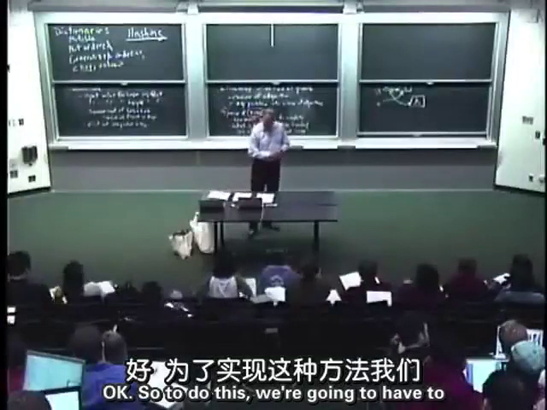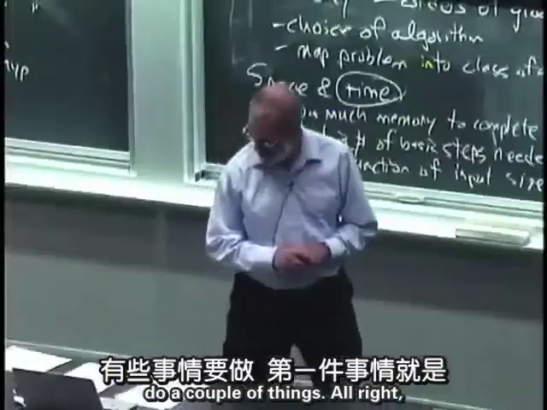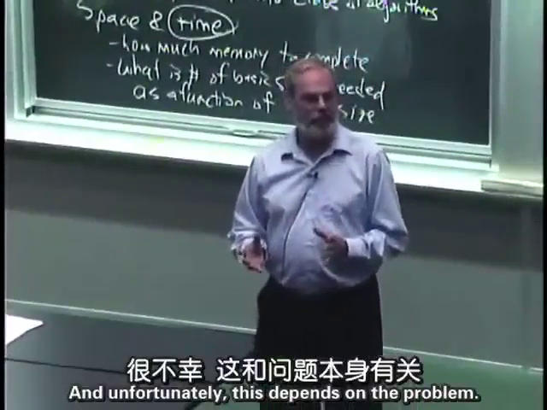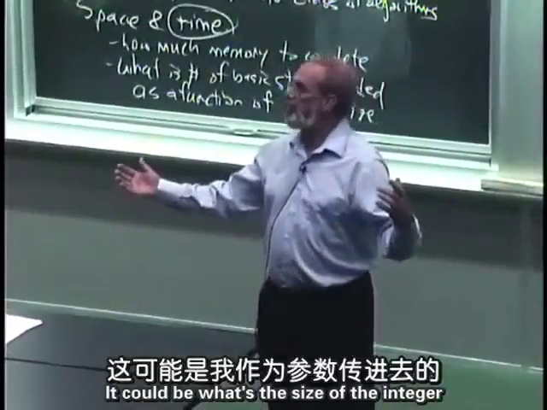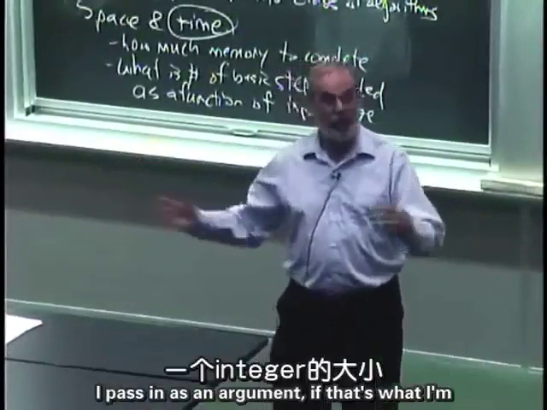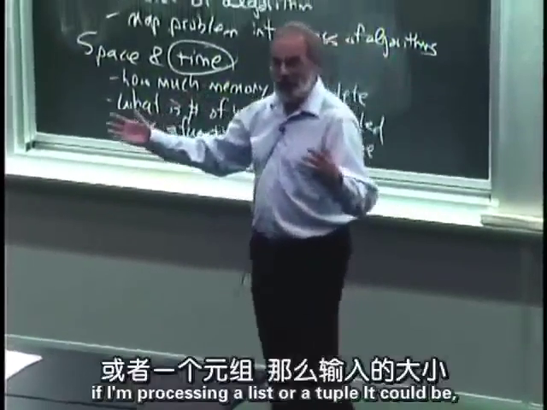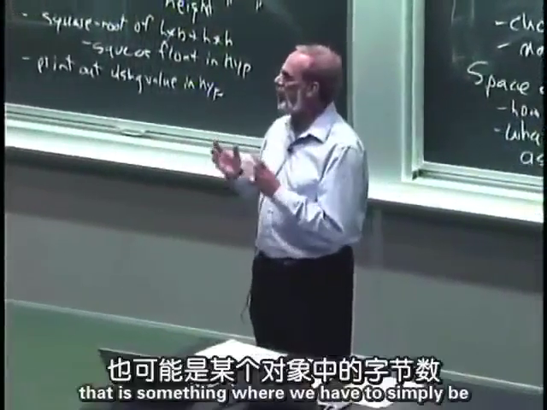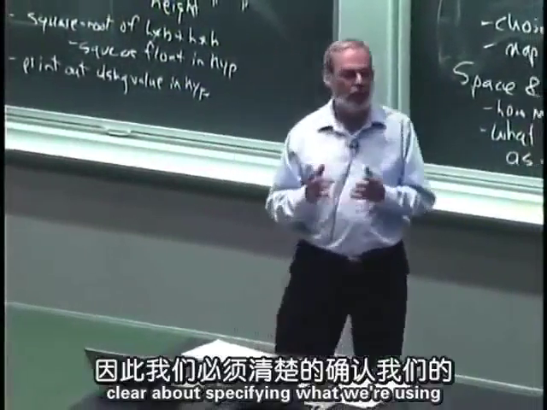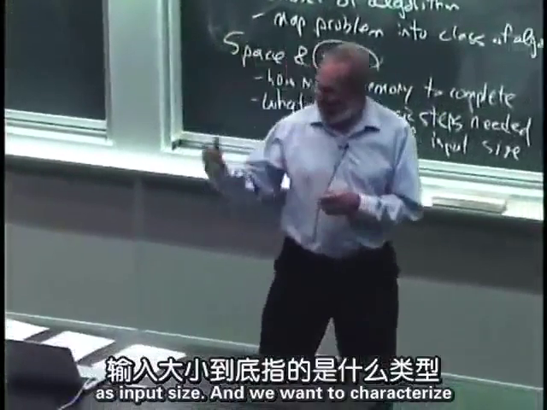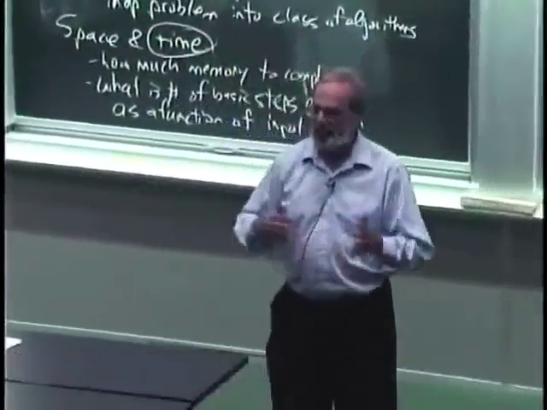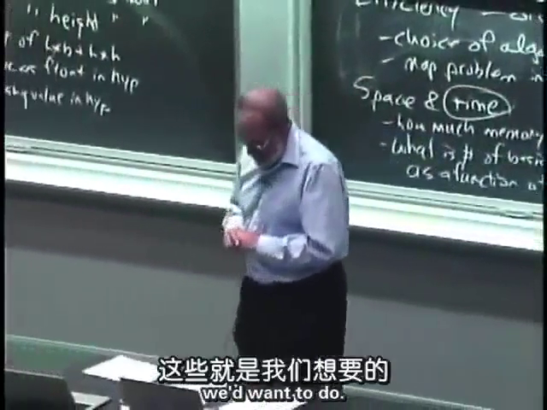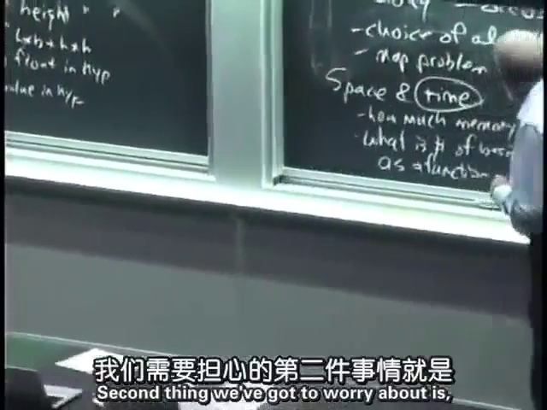OK, so to do this, we're going to have to do a couple of things. All right, the first one is, what do we mean by input size? And unfortunately, this depends on the problem. It could be what's the size of the integer I pass in as an argument, if that's what I'm passing in. It could be how long is the list if I'm processing a list or a tuple. It could be how many bits are there in something. So that is something where we have to simply be clear about specifying what we're using as input size. And we want to characterize it mathematically as some number, or some variable, rather. The length of the list, the size of the integer would be the thing we'd want to do. The second thing we've got to worry about is, what's a basic step?